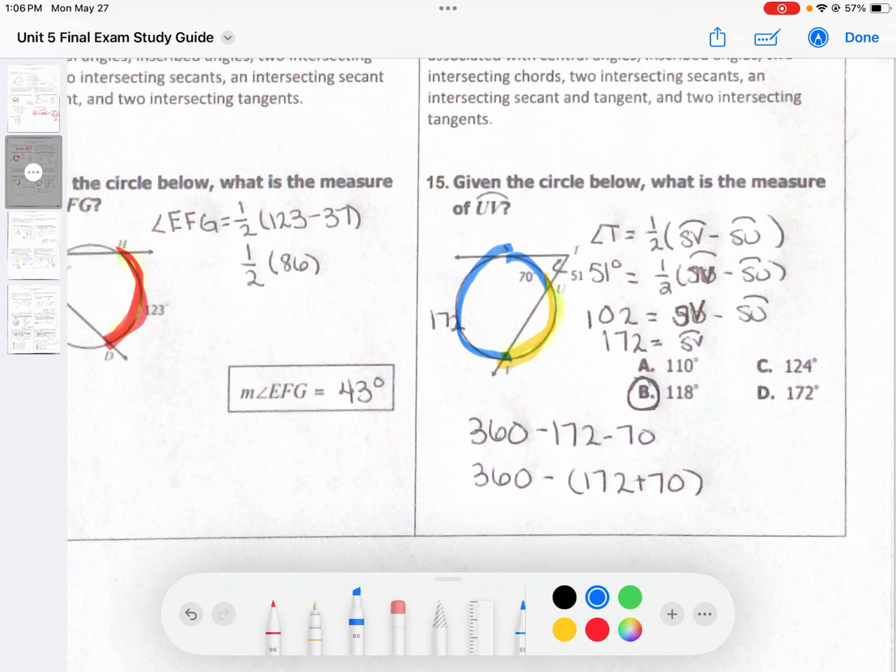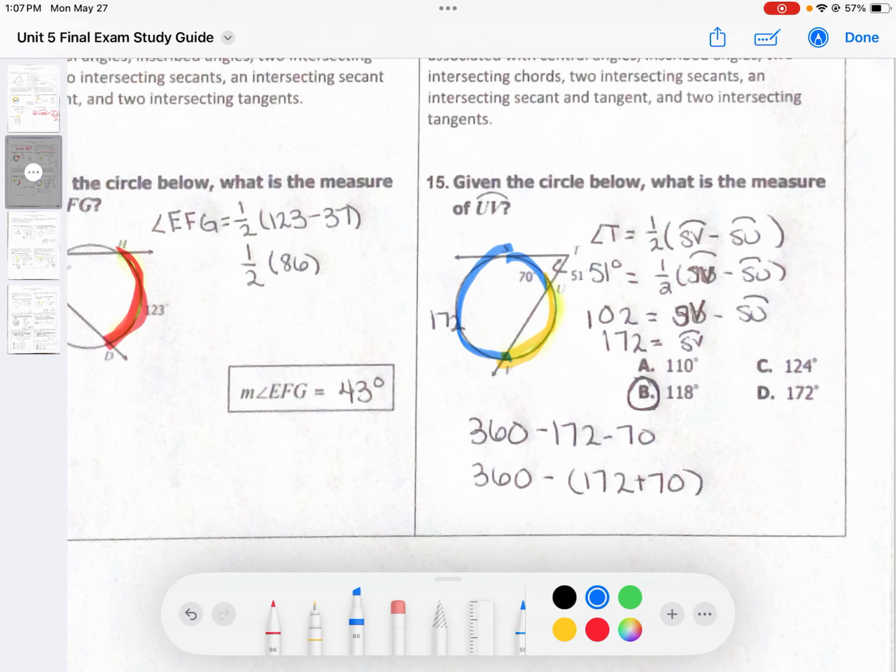How I found my intercepted arc SV was I set this up. Angle T is equal to half the difference of the intercepted arcs. Angle T is 51 degrees, so 51 degrees is equal to half of SV, which is unknown, minus 70. SU is 70.